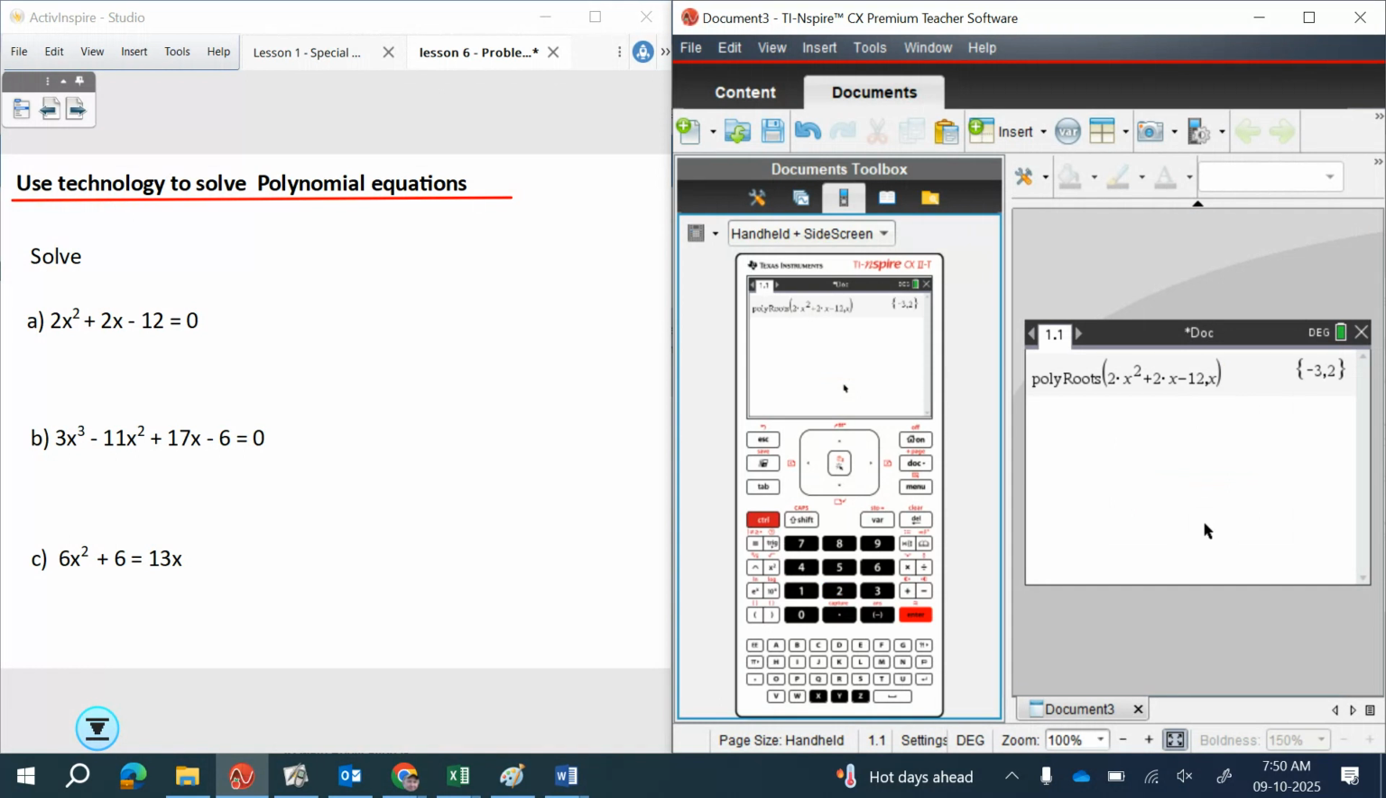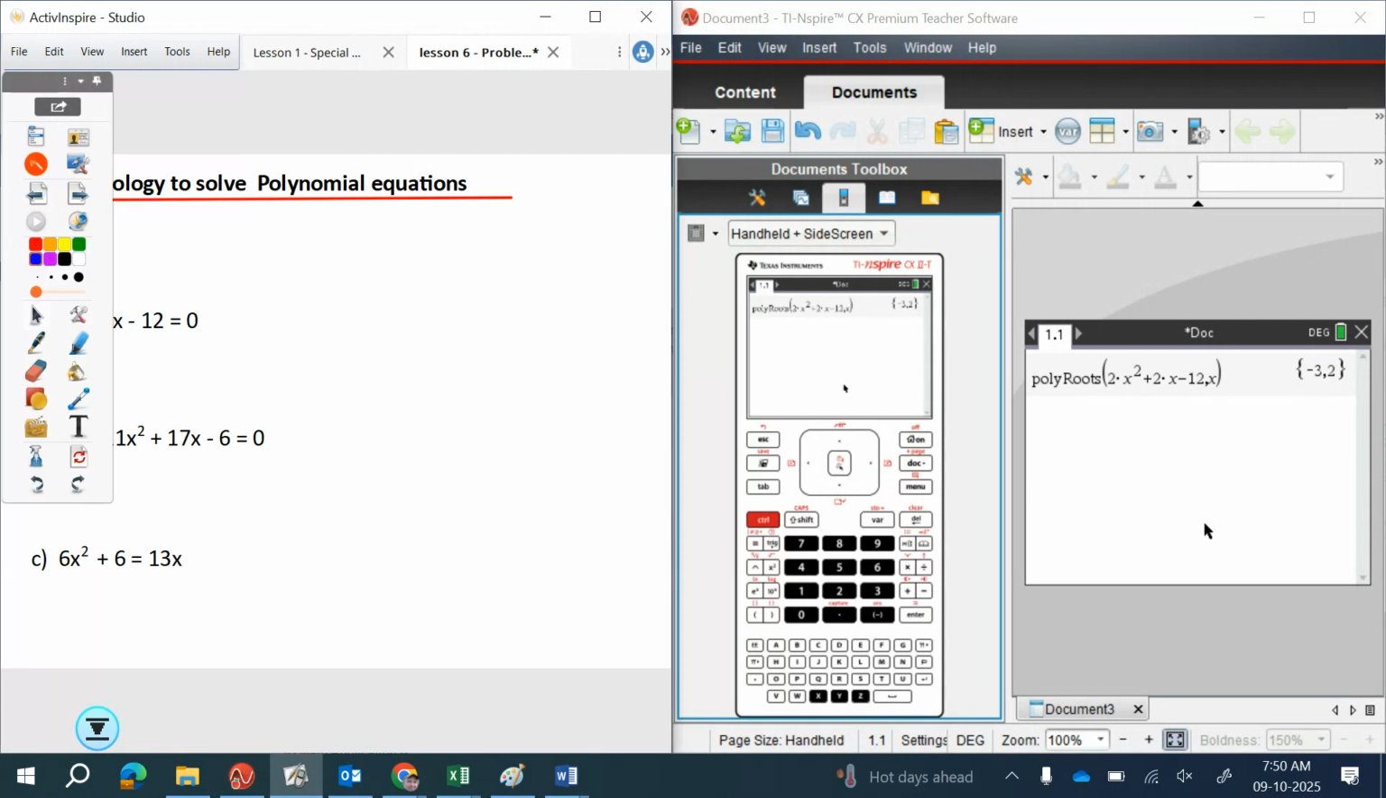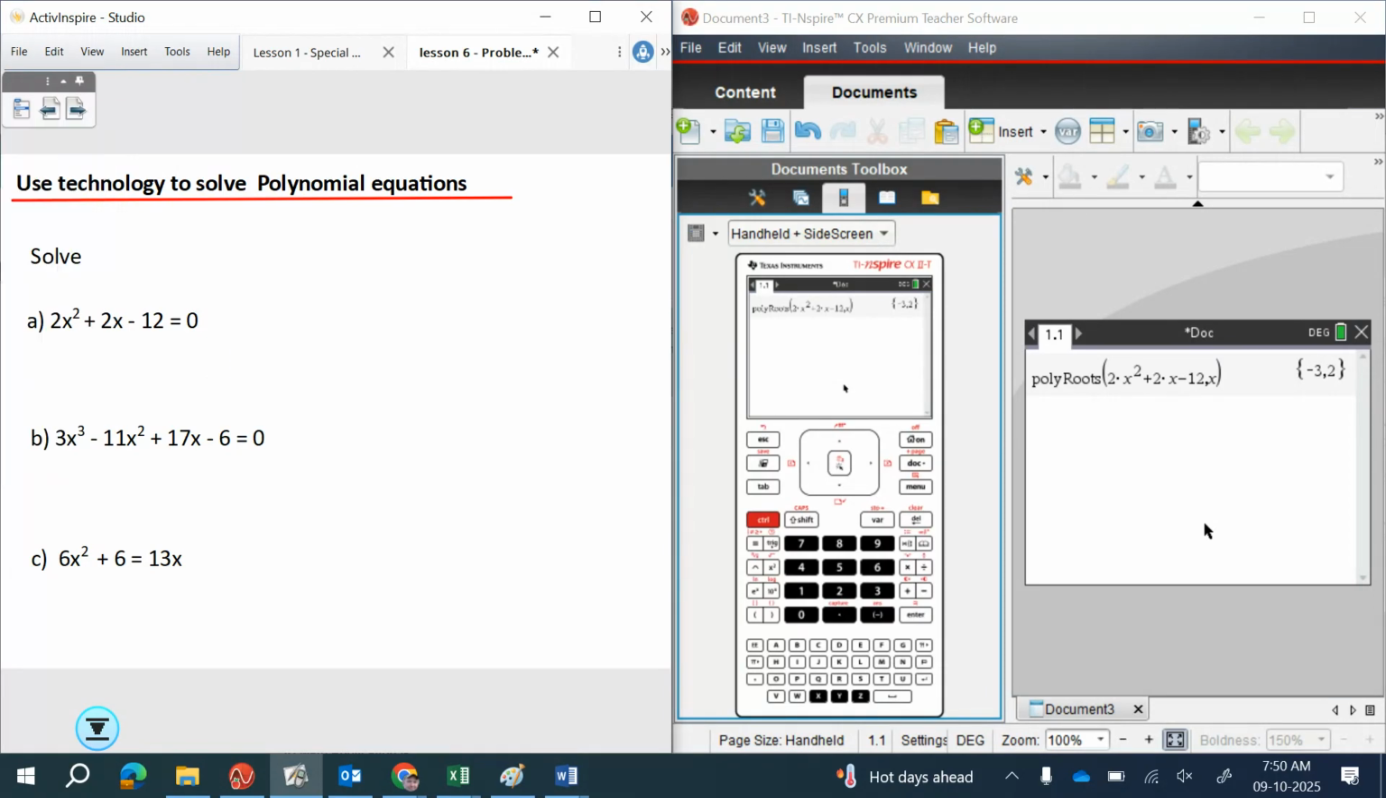So this has 2 solutions. x equals negative 3, x equals 2. Have a go now at solving the next 2.